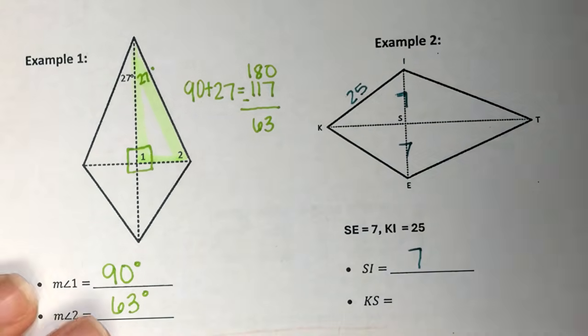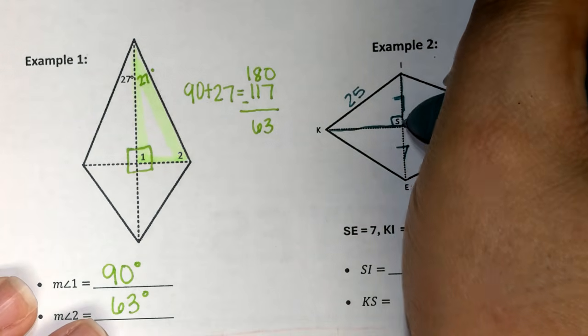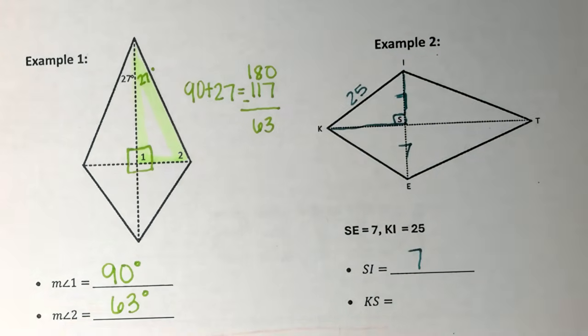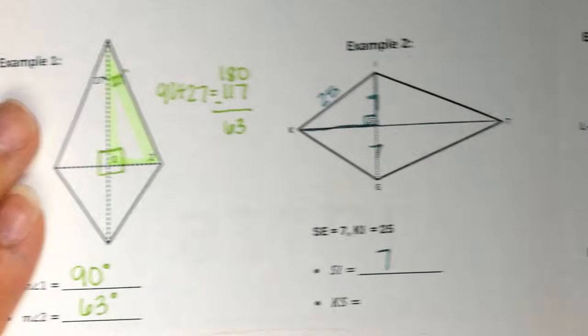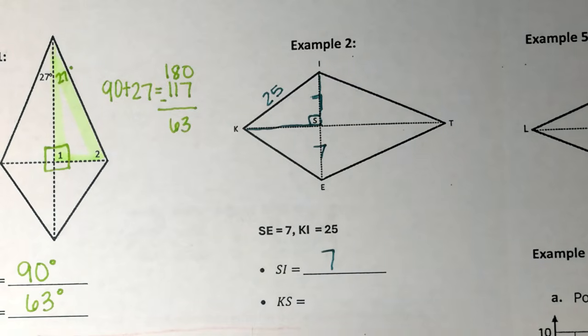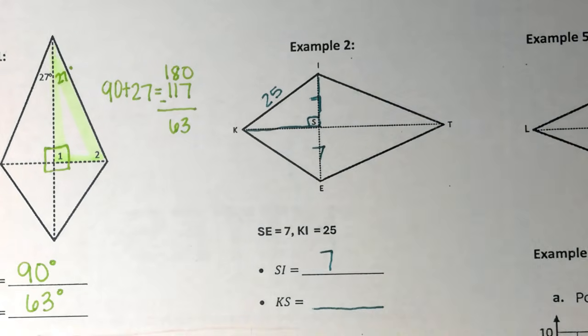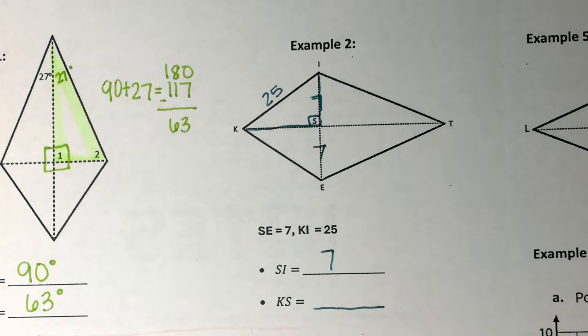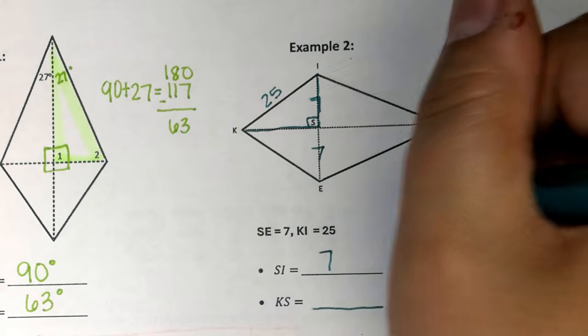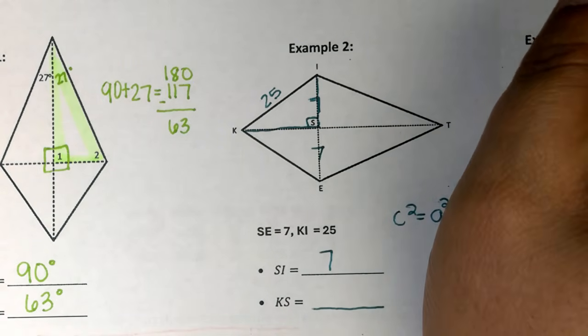And how do I find KS down here if I know that's 90? I can make a right triangle, and then what do I do to find that bottom? Do I need any angles? No, I'm looking for KS. 25 squared minus 7 squared. I'm going to do the Pythagorean theorem: C squared equals A squared plus B squared.